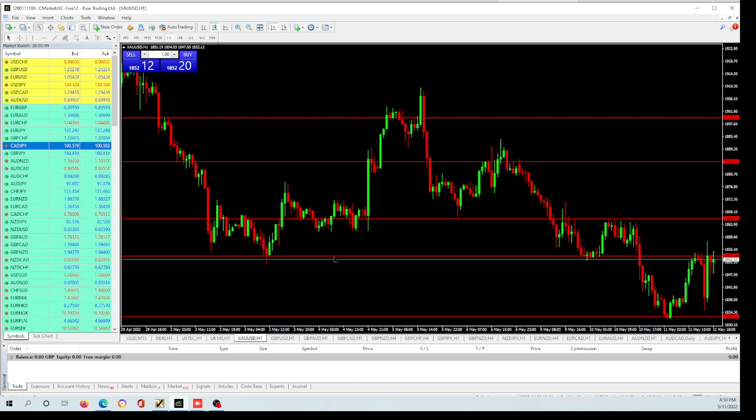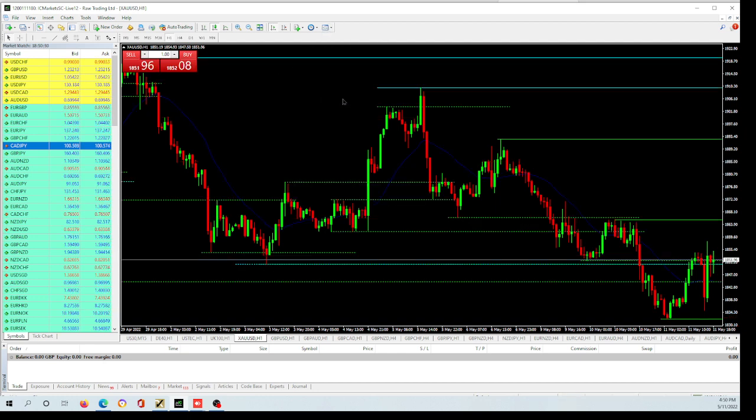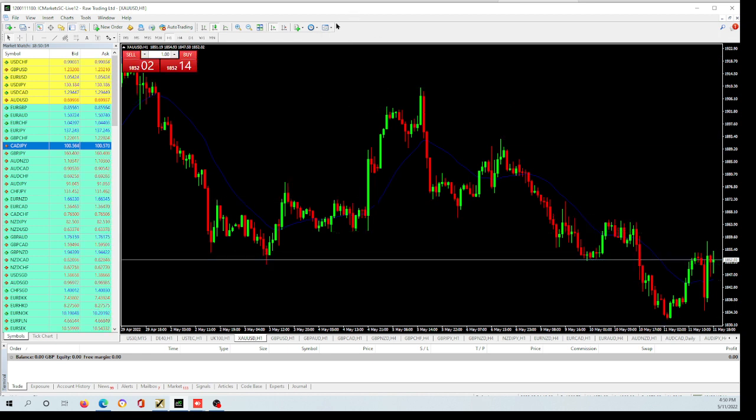So I have this on one chart on the same asset that I'm trading. I have this on another screen, and I have this on another screen. Then I have my own custom indicator also on another screen.